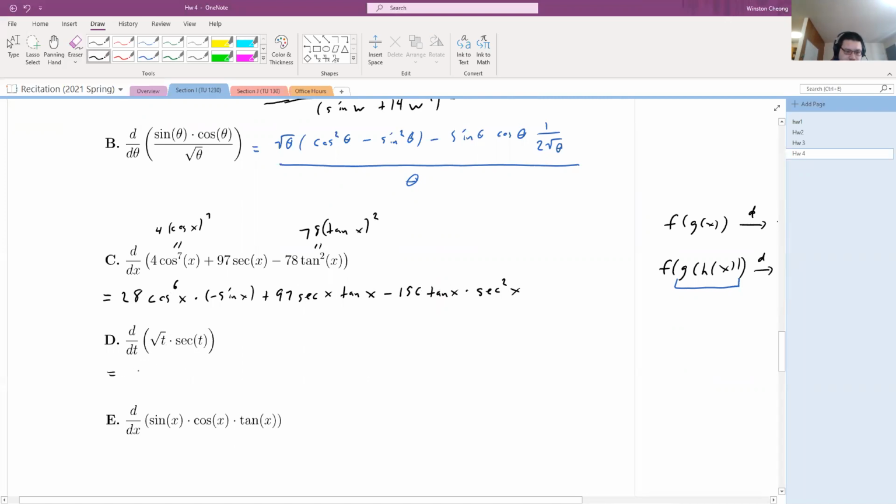Okay, so product rule, first I'll take the derivative of the square root function. We then just tack on the secant, and then we say plus square root of t times derivative of secant. Derivative of secant is just secant tangent. And I'm being careful to use the t's because this function is written in terms of t. So you should always try to use the same variable that you're given.